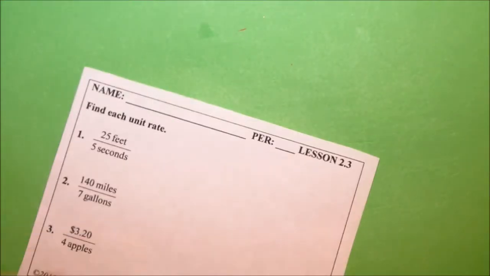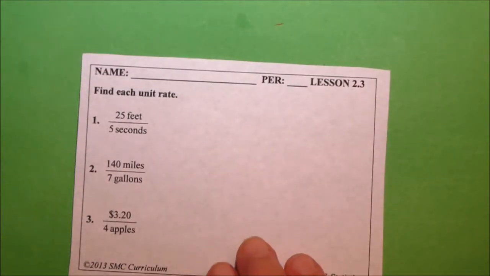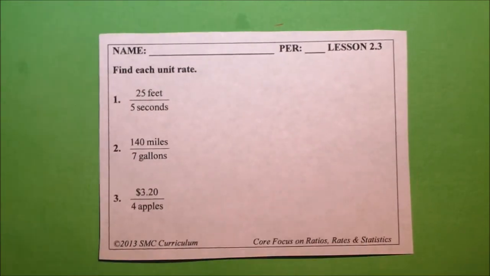All right, so that leaves us with your exit ticket for lesson 2.3. This is just for extra practice, to help you feel confident that you've got this down. I don't give you the answers or tell you how to do them. So that is lesson 2.3 out of the Ratios, Rates, and Statistics book. Remember, the only way to learn math is to do math, and mistakes are proof that you're learning.